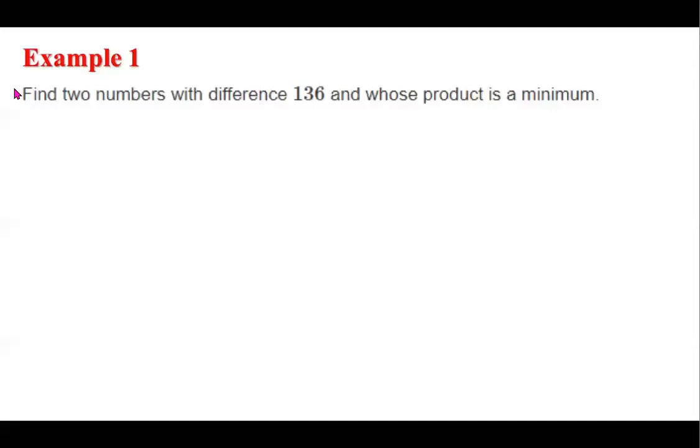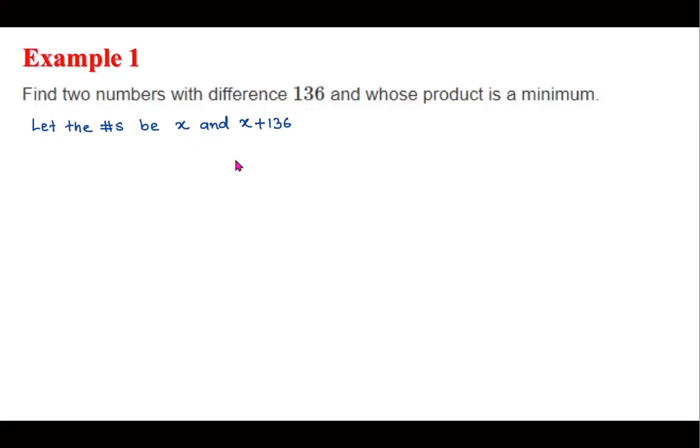Example 1. Find two numbers with the difference 136 and whose product is minimum. So we need two numbers. What we are going to do is assume two numbers first whose difference is 136. So let the numbers be x and x plus 136, so that the difference between these two will be 136.